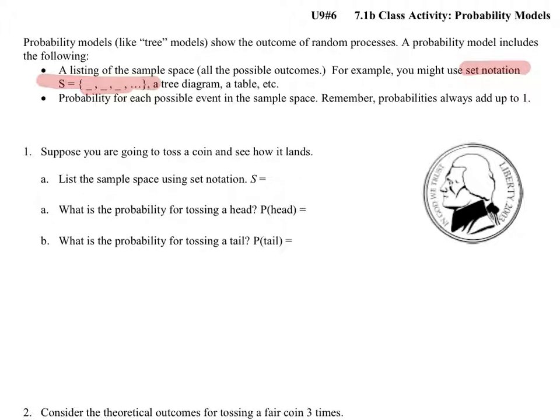Probability for each possible event in the sample space. Remember, probabilities always add up to 1. So probability models are a nice way just to organize possible outcomes. Suppose you are going to toss a coin and see how it lands. List the sample space, we're going to use set notation. That's going to be great.